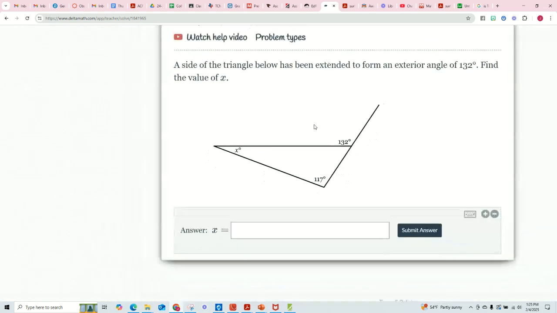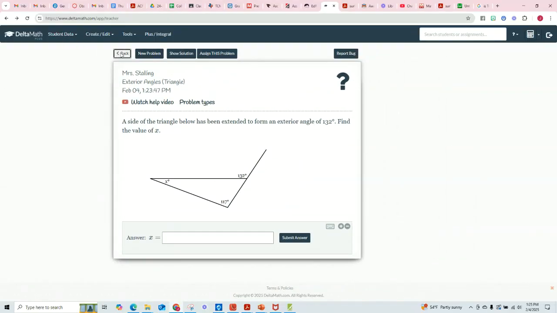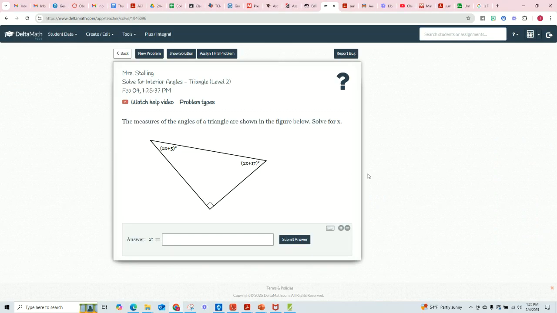And then finally, just the interior angle rule. All 3 angles in a triangle add up to 180. This one you would do 90 plus 2x plus 5 plus 2x plus 17 equals 180, and that would solve for x. Okay, there's just one like that. But those are some of the rules that we're going to use in this unit.